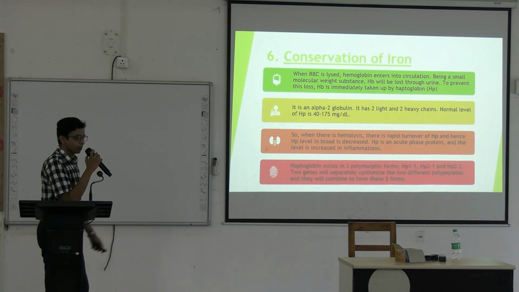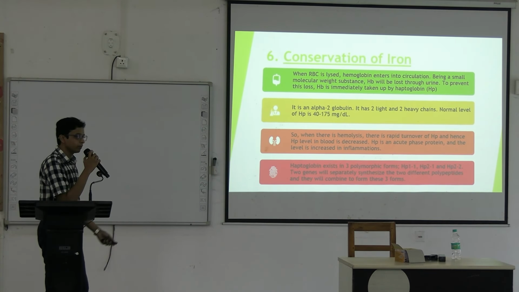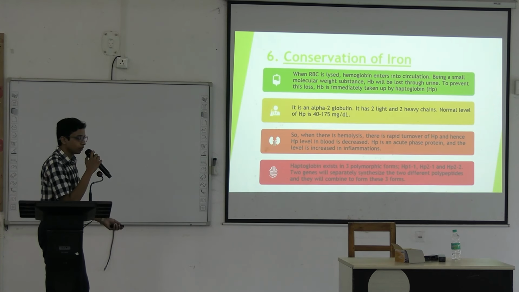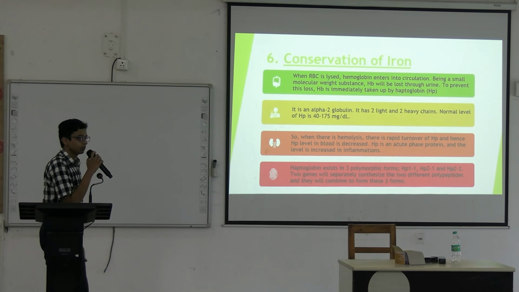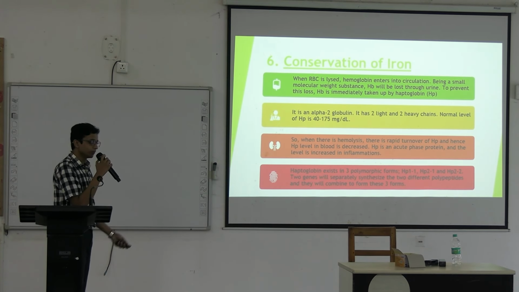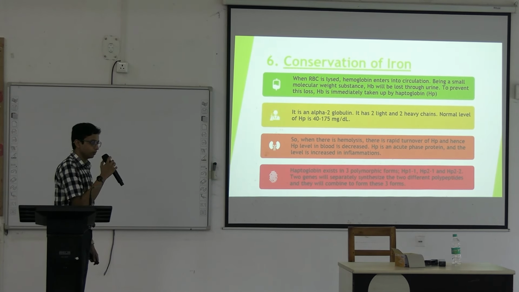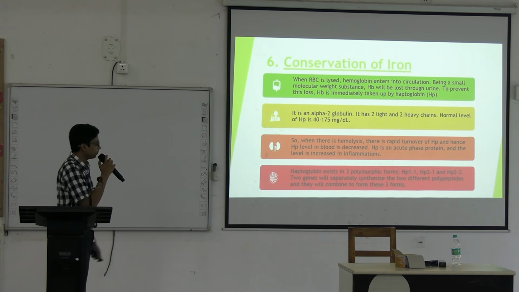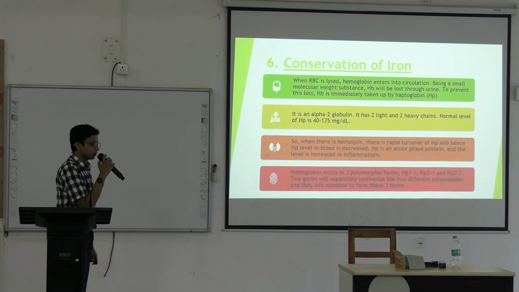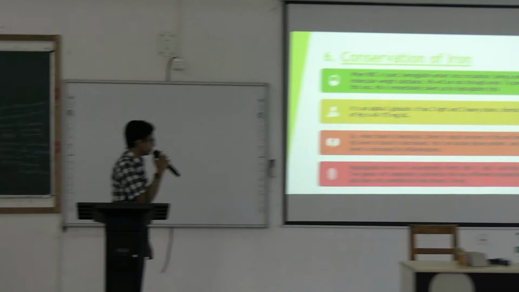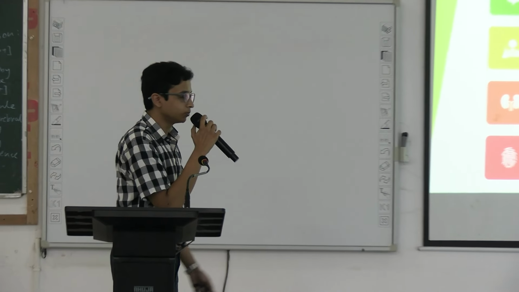So then, what is haptoglobin? Haptoglobin is an alpha-2 globulin. It has two light and two heavy chains. The normal level of haptoglobin is 40 to 175 mg per dl. So when there is hemolysis, there is a rapid decrease in the blood level of haptoglobin. And if there is an inflammation, there is an increase of haptoglobin. Haptoglobin exists in three polymorphic forms: HP11, HP21, and HP22. Two genes separately synthesize two different polypeptides, and they combine to form these three forms.